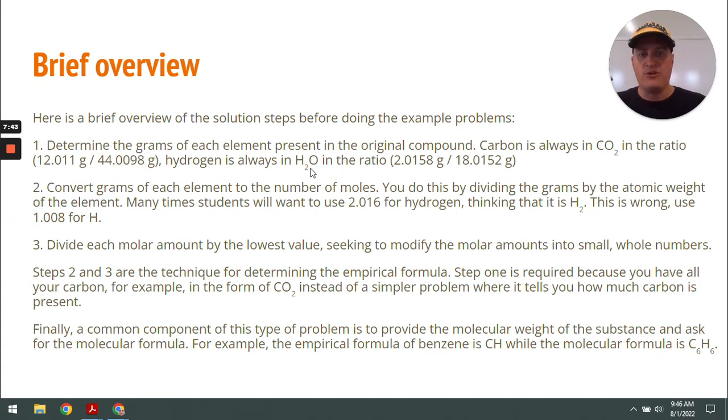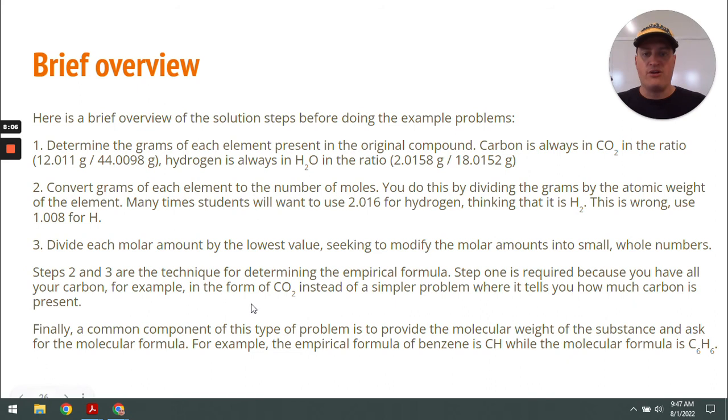Up above, this gives you your grams of hydrogen and grams of carbon. But when we convert to moles, remember 1 mole is 1.008 grams for hydrogen. So be cautious of that. Most students, that's where they're going to flub it. Now, divide each mole value by the lowest value. You get your small whole numbers. And again, steps 2 and 3 are needed.